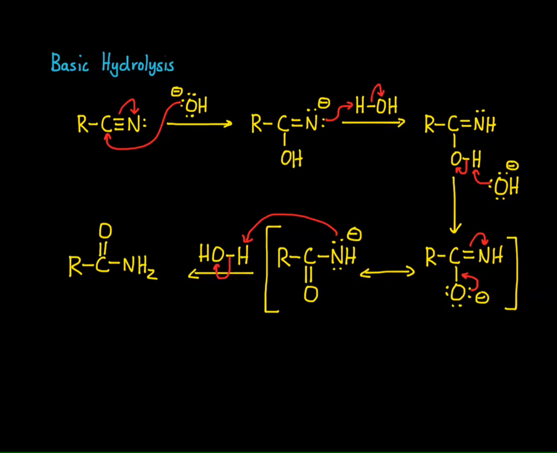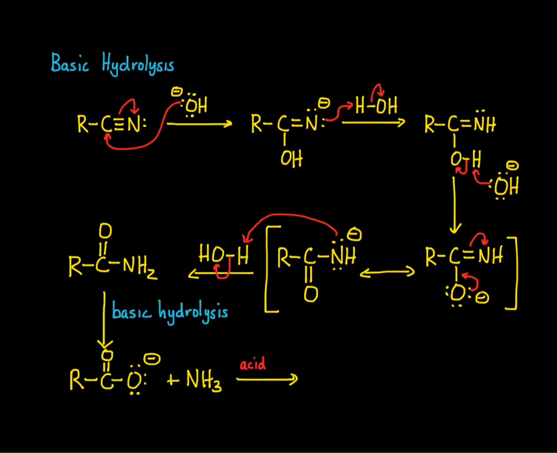Just like in acid hydrolysis, I get to the amide. In basic hydrolysis, I also get to the amide. And of course, we also know that we're regenerating hydroxide in the process. So hydroxide in water and an amide, we're going to undergo basic hydrolysis. In basic hydrolysis of amides, you end up getting a carboxylate plus the ammonia, and so we have to acidify it to generate our carboxylic acid plus the ammonium salt.